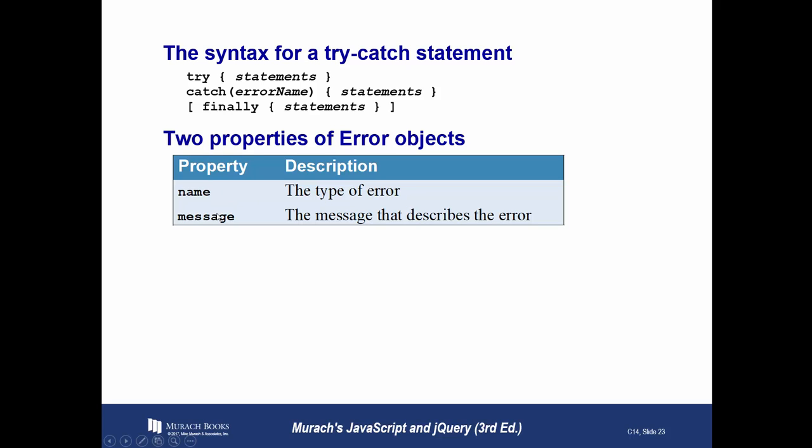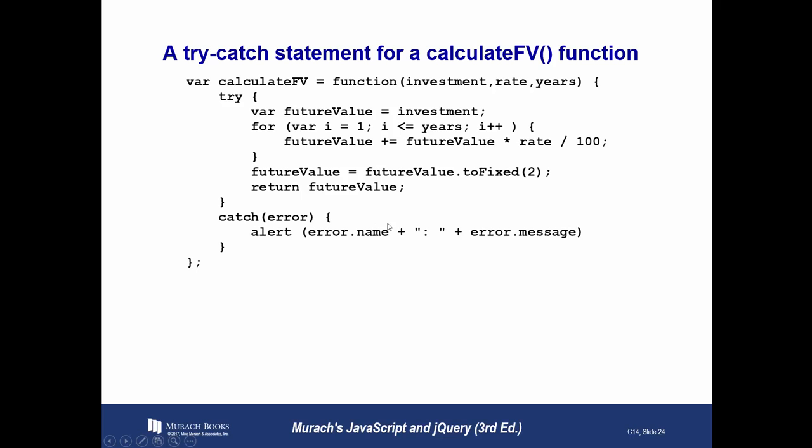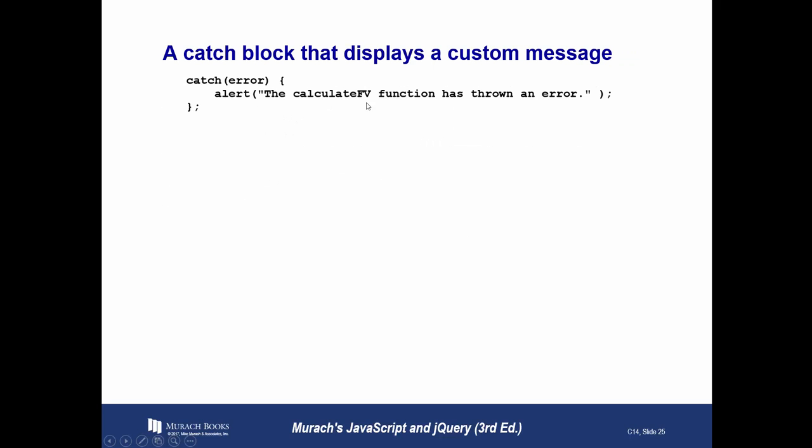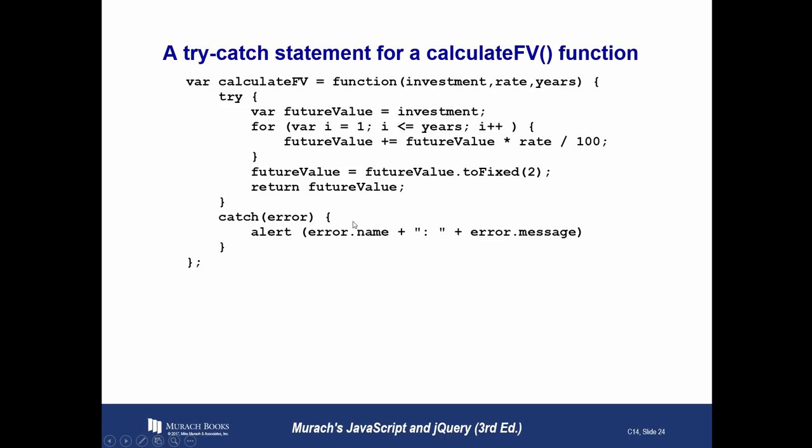The errors have names and they have messages that go along with them. So here's a future value calculation. And if you run it and you catch an error, what can happen is it'll give you an alert that basically tells you what the name of the error was and the associated message.